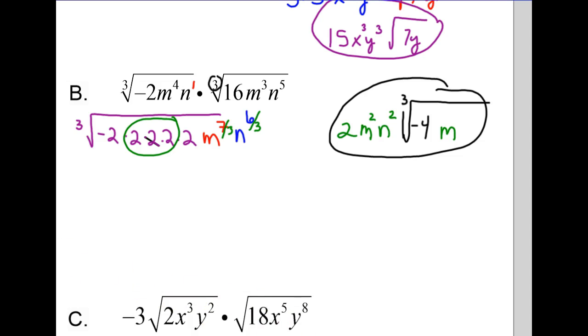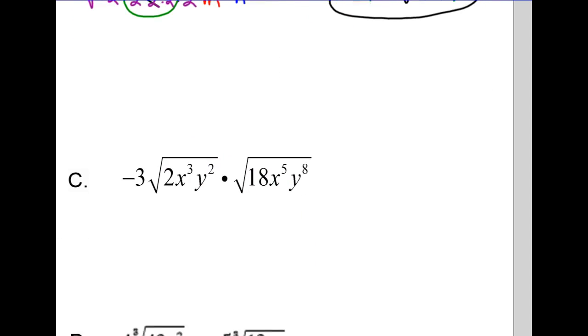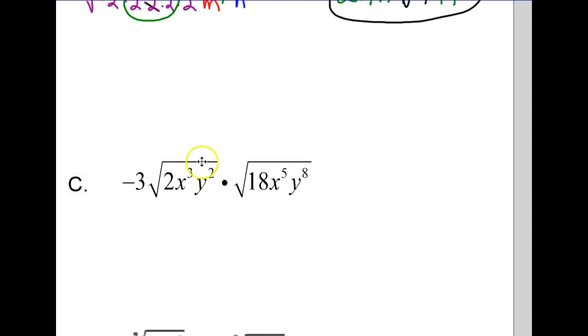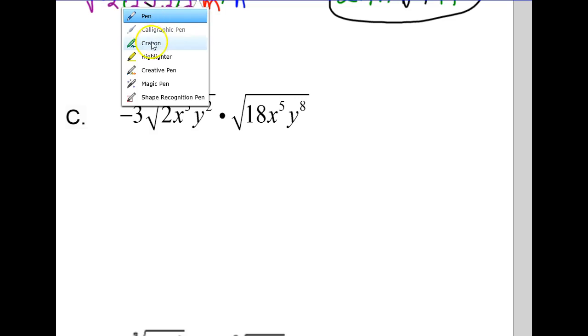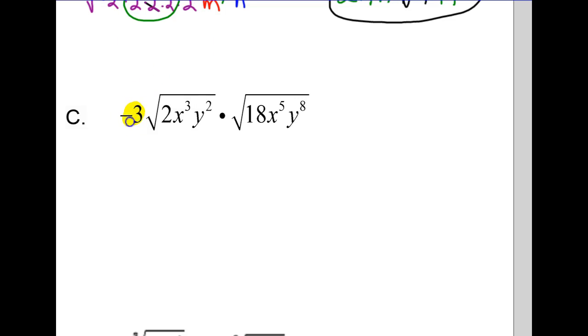All right, let's tackle our last problem. Let's do example C here. Example C's got something a little different. Notice I've got this number on the outside here already. He's going to be something else I have to contend with. I'm looking at a square root because my index is 2.